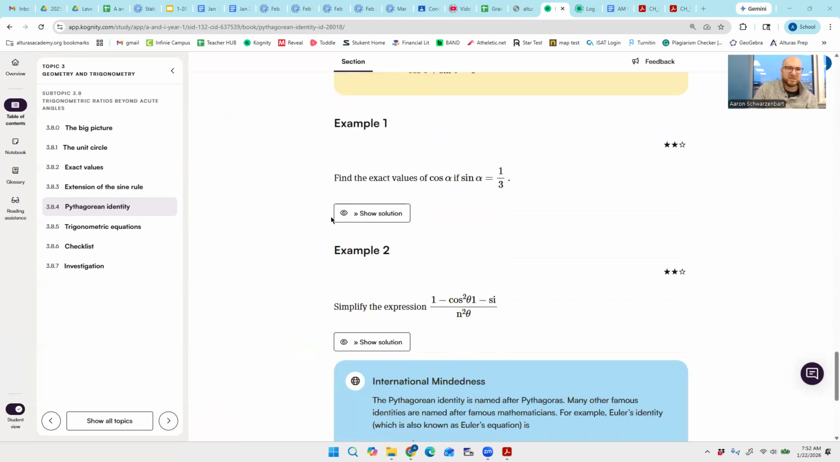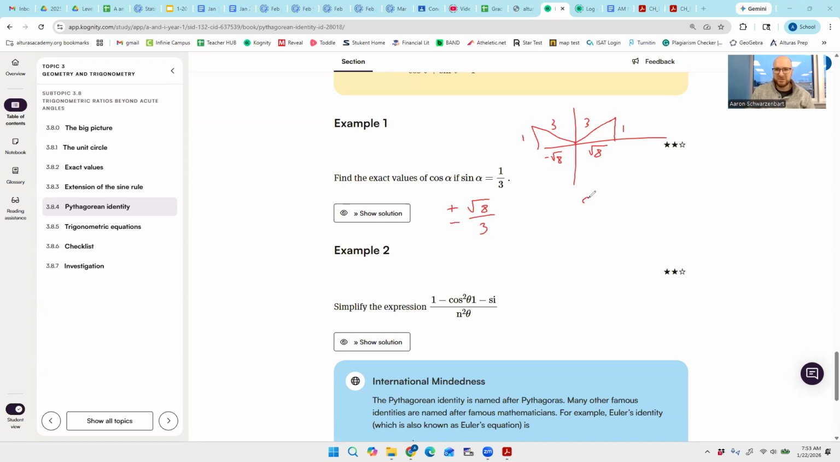Okay, so we're going to look at these two examples. Find the exact value of cosine alpha if sine alpha equals 1/3. You can draw this out and get this is square root of 8. Cosine would also equal it over here. So it's plus or minus square root of 8 over 3.